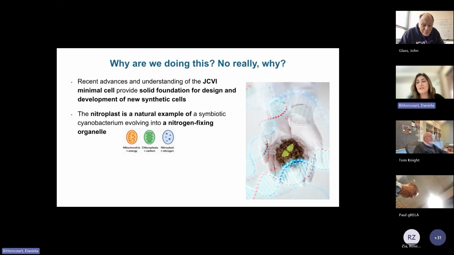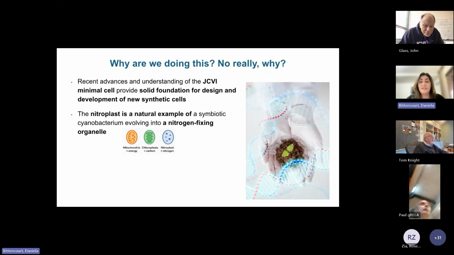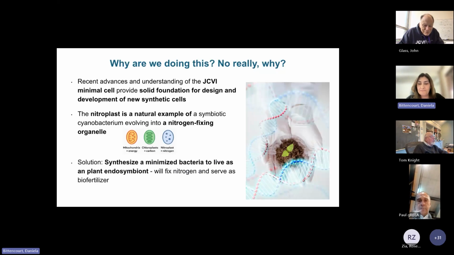So recently we have the description of the nitroplast, a cyanobacteria endosymbiont that has evolved into a nitrogen-fixing organelle in algae. And of course, we also have mitochondria and chloroplasts as well. And of course, our idea is to apply this logic to design a minimized bacterium that can live as a plant endosymbiont and fix nitrogen or even other traits that might be interesting and serve as a natural biofertilizer.